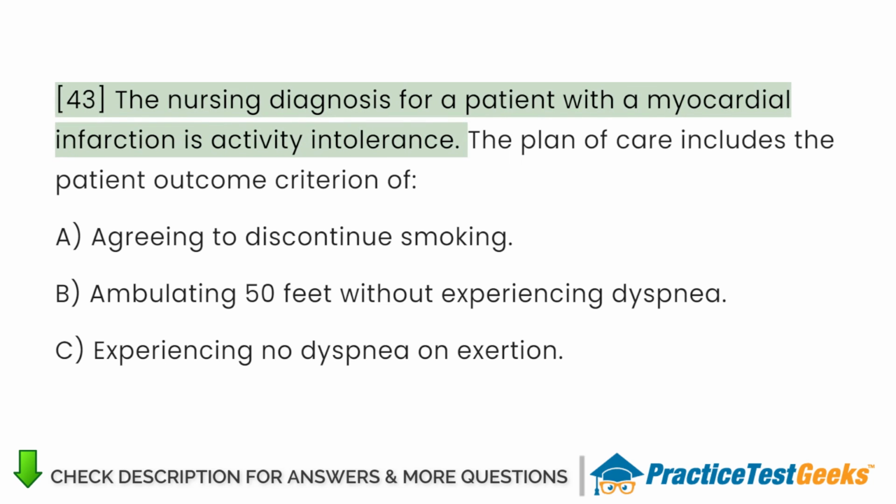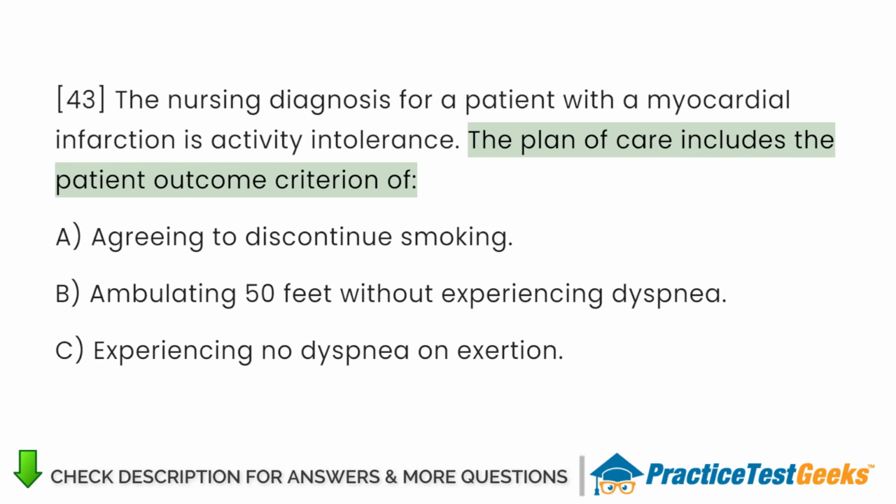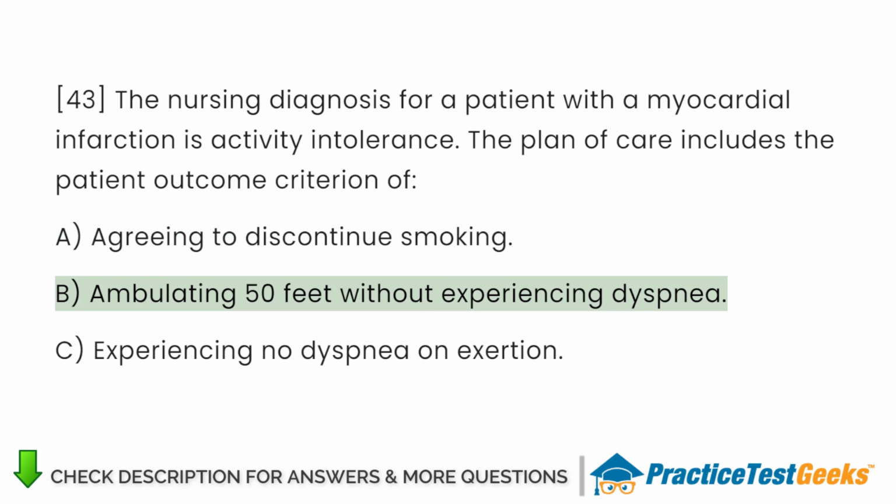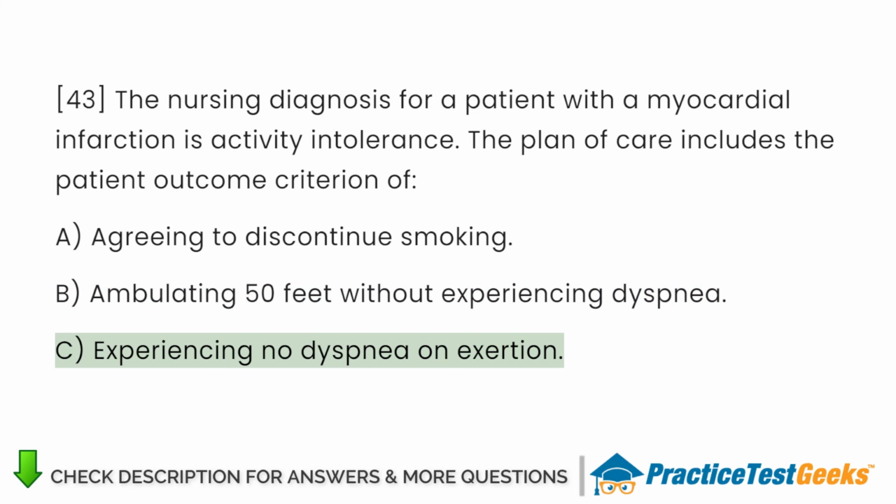The nursing diagnosis for a patient with a myocardial infarction is activity intolerance. The plan of care includes the patient outcome criterion of A. Agreeing to discontinue smoking. B. Ambulating 50 feet without experiencing dyspnea. C. Experiencing no dyspnea on exertion.